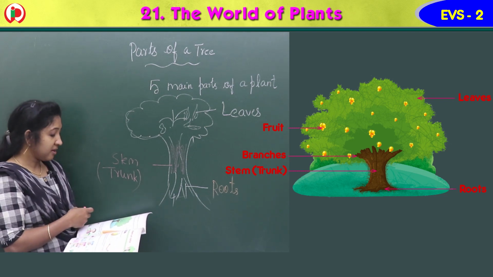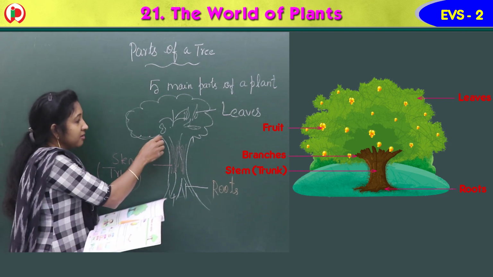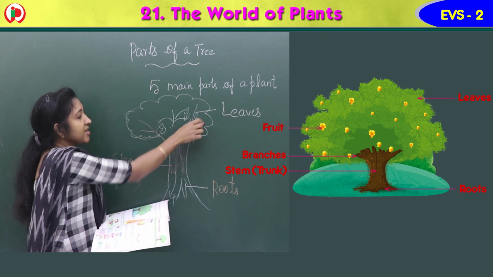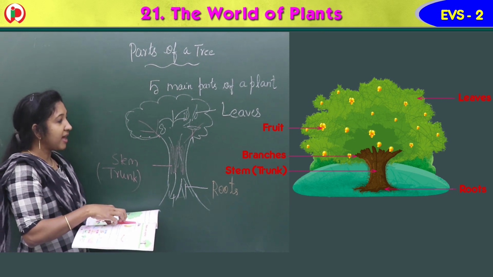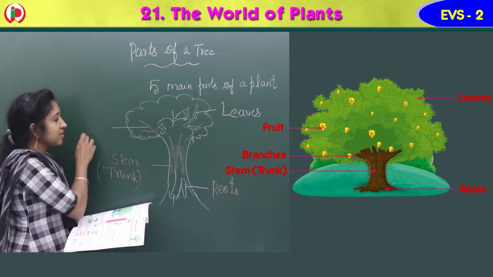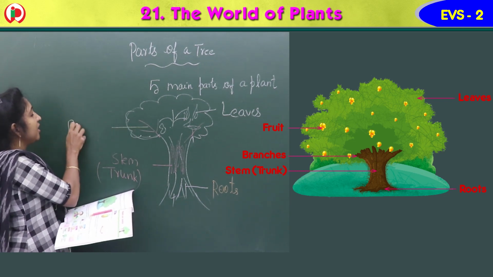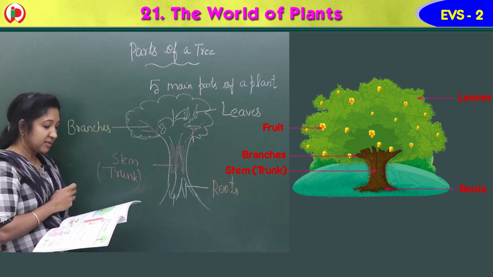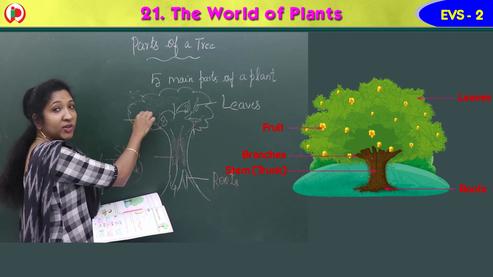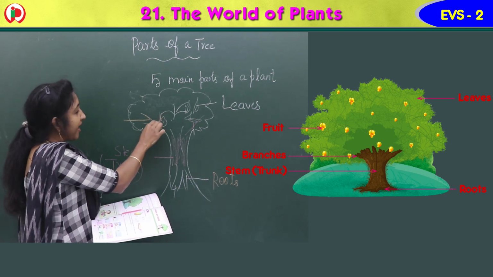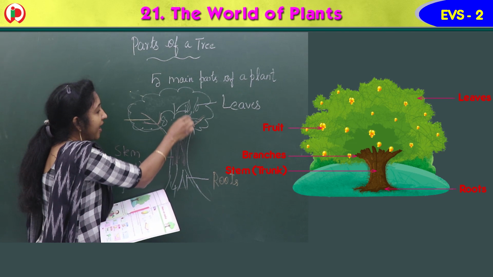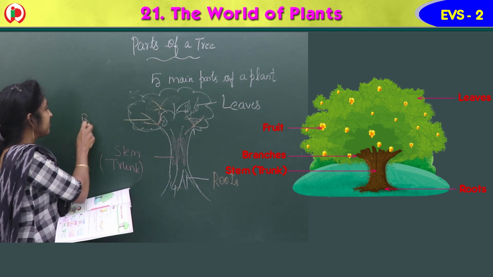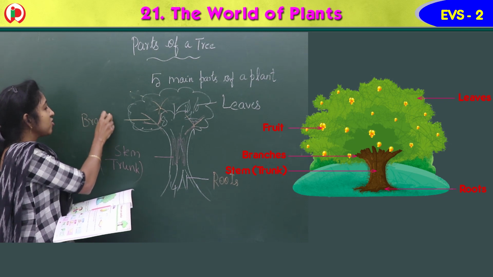Yes. Now you can see here different branches. Branches are there for trees, isn't it? So branches are another part of a tree. You can see different branches. They are different branches of a tree.